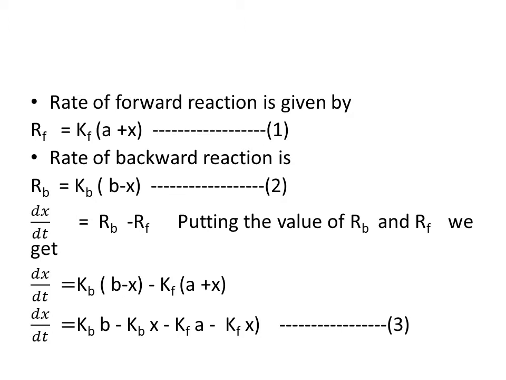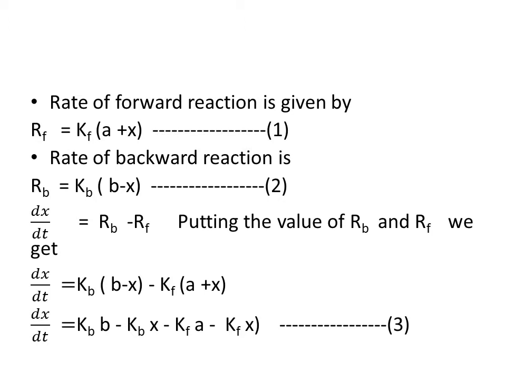dx over dt, the net rate, will be equal to the rate of backward reaction minus the rate of forward reaction, that is Rb minus Rf.